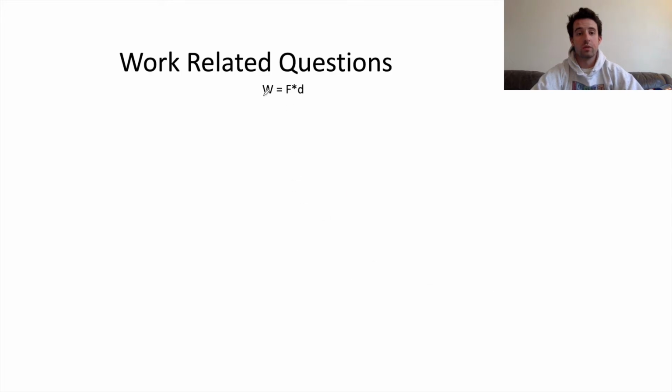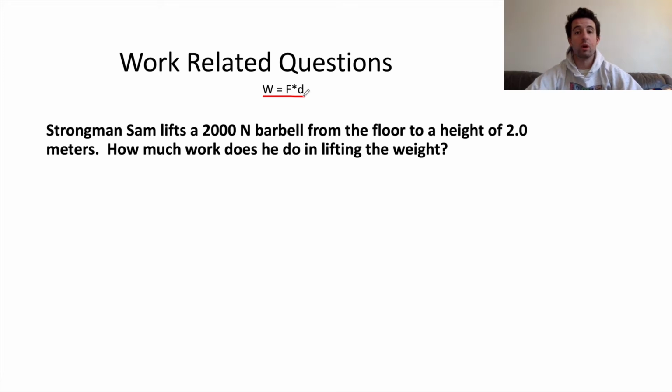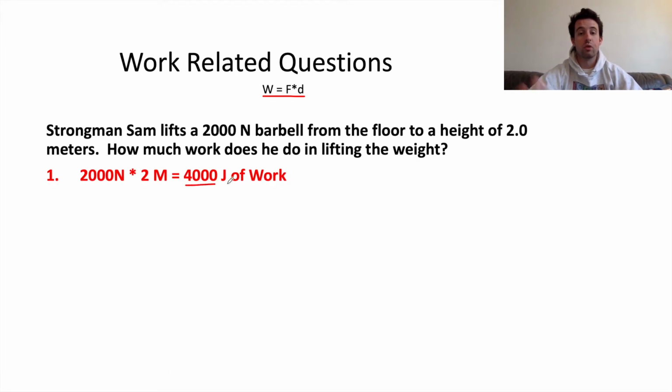Here's the first one. It says, Strongman Sam lifts a 2,000 Newton barbell from the floor to a height of 2 meters. And the question is, how much work does he do in lifting the weight? Take a moment, answer that question. Great, so hopefully by now you got the answer, and the answer is just 2,000 times 2, and that gives us an answer of 4,000 joules of work. That's our answer there. Force times distance is work. That's how you solve that problem.